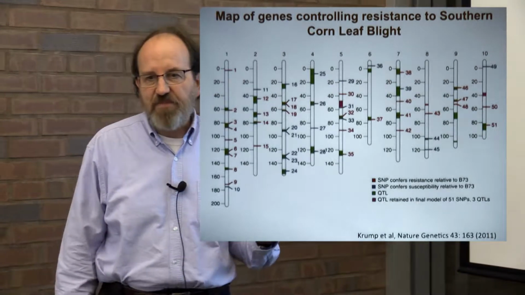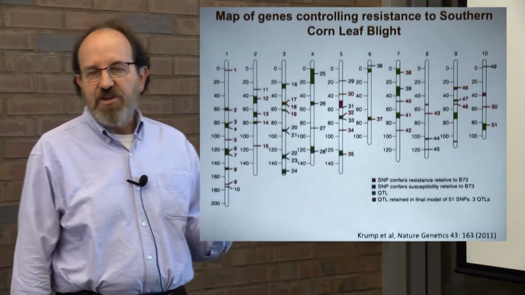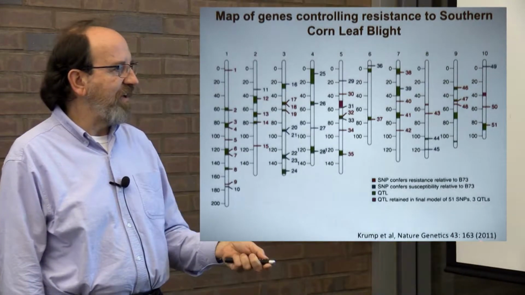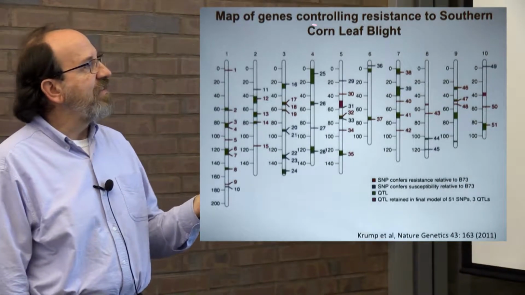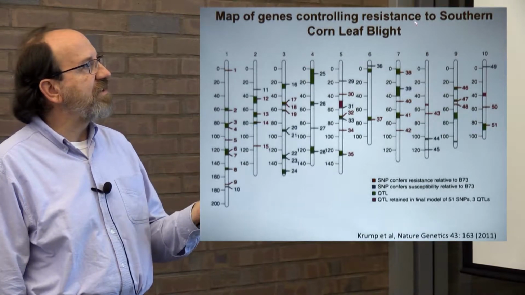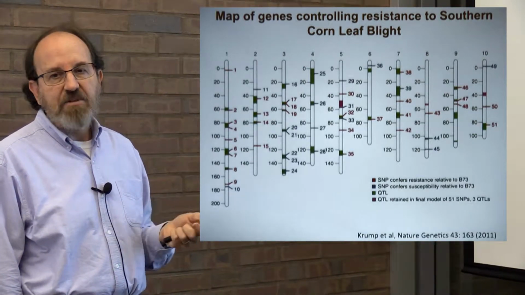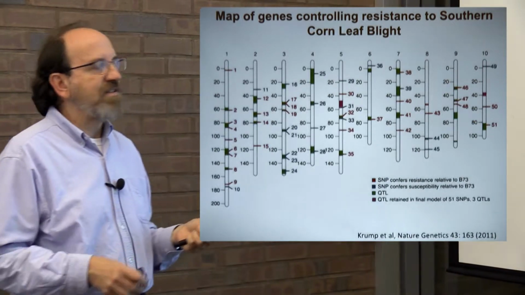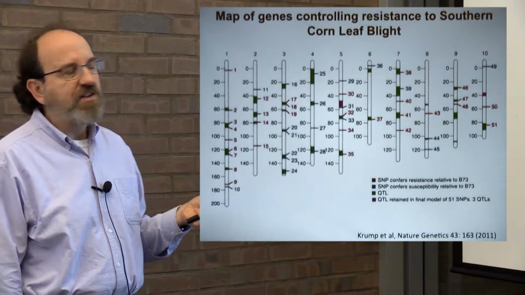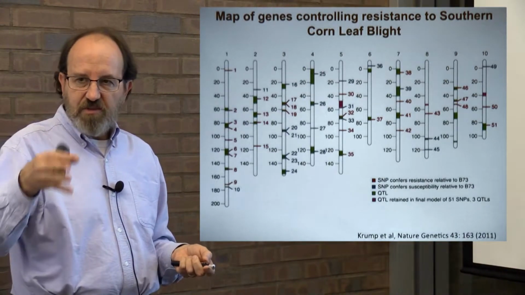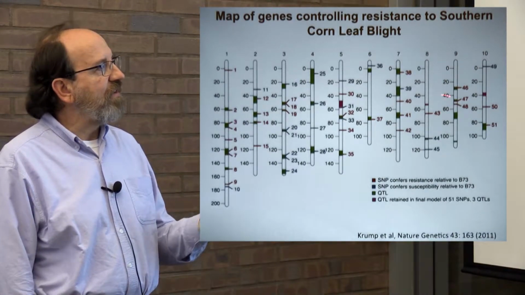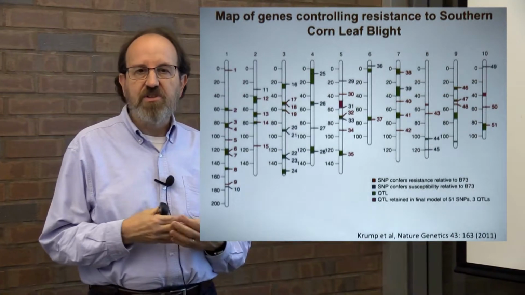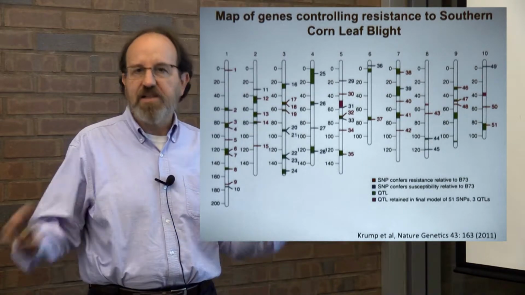So here's an example of what you get when you try to define the genetic basis for a particular trait. This is a fairly recent study published in Nature Genetics, and this group was interested in the genes that control resistance to southern corn leaf blight, a very damaging fungal disease. And so they took varieties of corn and they intercrossed them and mapped the genes, that is, determined the chromosomal location of the genes that controlled this trait using high throughput technologies that allowed them to look at all the genes in the genome all at once.